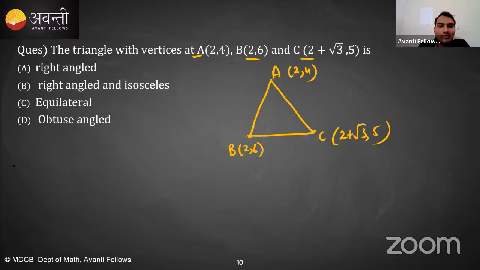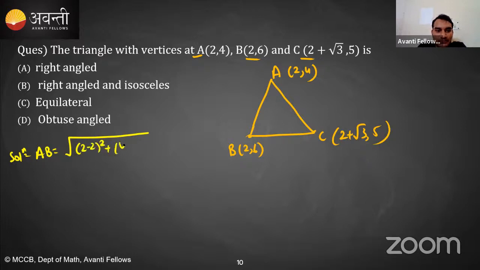Tell me, everybody. If I ask you to tell me the distance between the AB side, the length of AB. What is the length of AB? The 2 points are known, right? So it is the distance between these 2 points only. Yes or no? So you will say 2 minus 2 whole square plus 4 minus 6 whole square. Yes or no? Which will be nothing but 0 plus 4, which is 2.